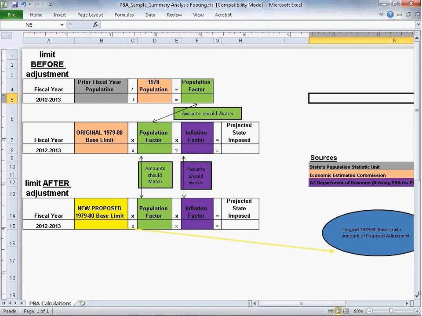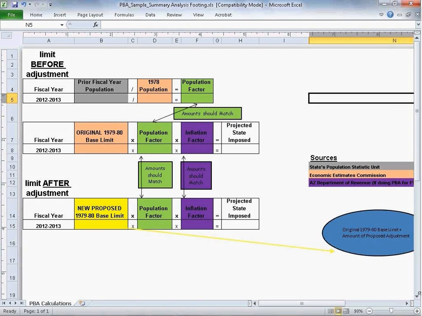In our example, inflation factors from 2011 should be used, for the same reason I mentioned in selecting the prior year's population numbers, as it would be the most recent data available when the Department of Revenue completed their calculation for the 2013 expenditure limit. Once all the amounts have been verified, we can move forward with calculating total expenditures under the state-imposed limitation before the permanent base adjustment. The projected state-imposed limitation is calculated by multiplying the 1979-80 base limit by the applicable population factor, as calculated in the first table on the worksheet, and applicable inflation factor.